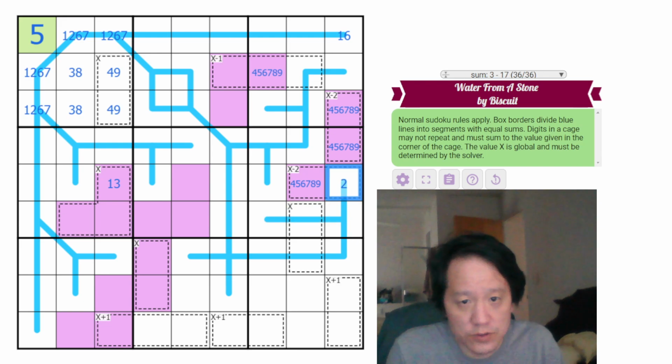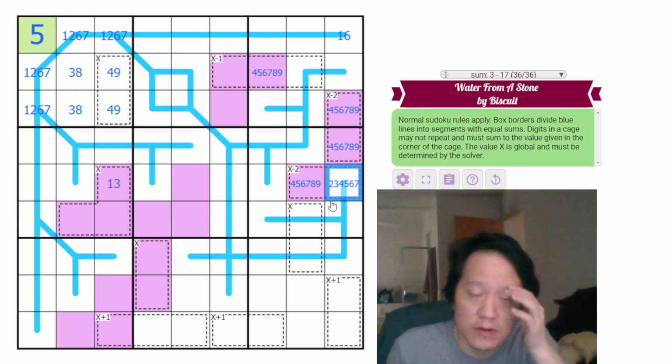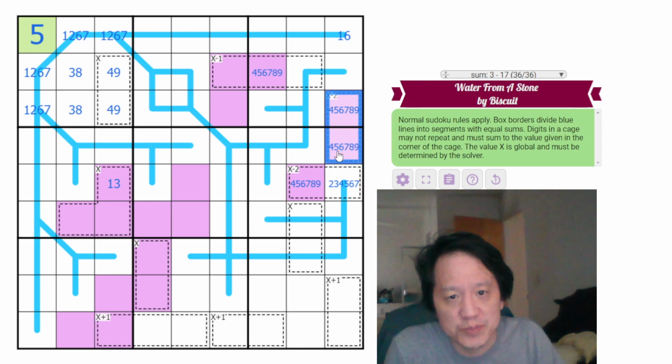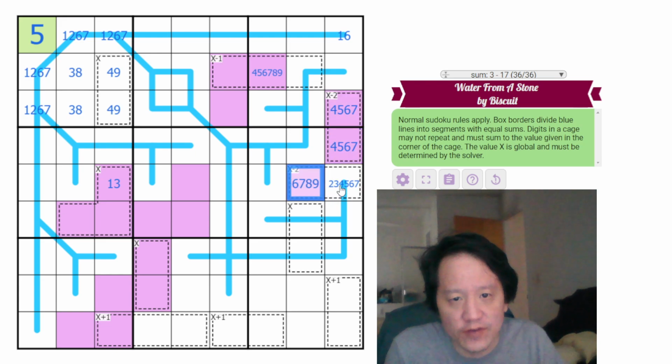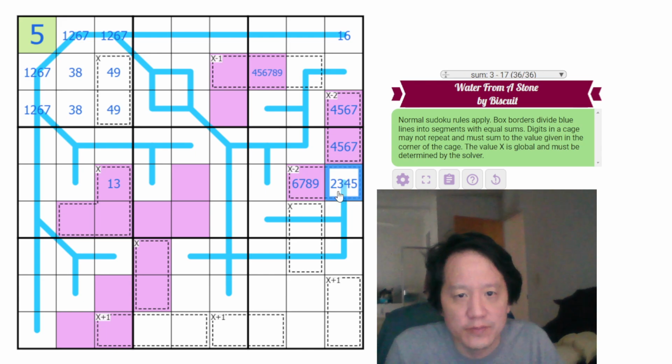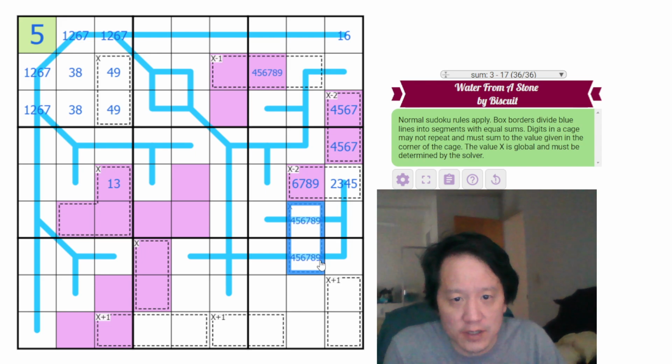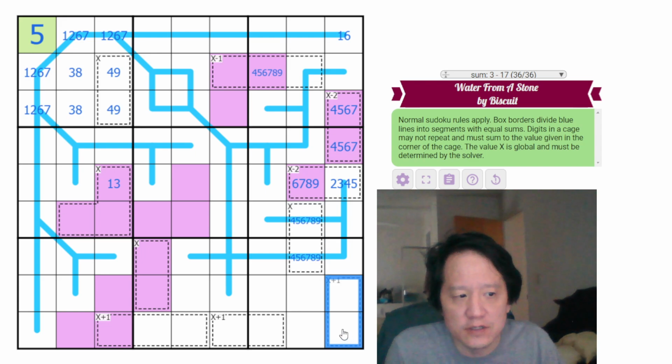This is 2, 3, 4, 5, 6, 7. But this is also 11, right? Yeah, so this is 11, so this cannot be 8 or 9. So this can't be 4 or 5. This can't be 6 or 7. Because this is 11. This is 4, 5, 6, 7, 8, 9. This is 13 and this is 14. So since it's 14, it's 5, 6, 8, and 9. So this cannot be 5 or 6. This is 4 or 7.